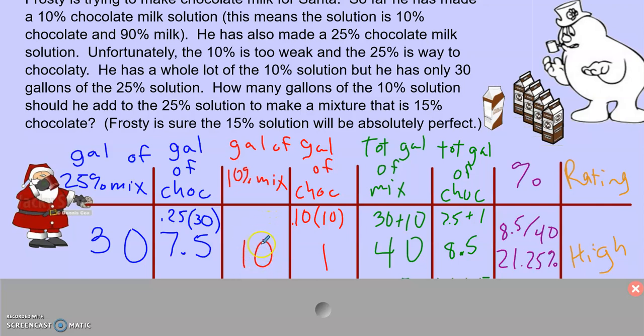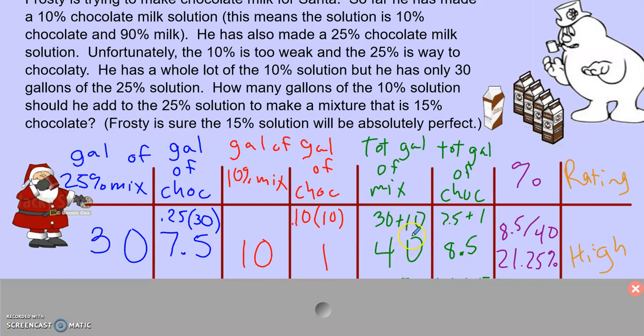Now, of that 10 that I'm adding, 10% of it is chocolate, so 10% of 10 is 1. So that's how I got that number. I then basically combine these two together. So 30 plus 10 gives me 40 total gallons of this new chocolate milk mixture.